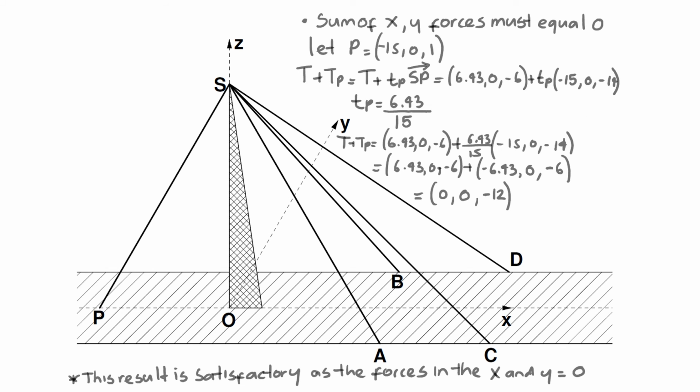To compensate this, a cable must be added to the other side. To do this, we pick a point that will leave the system in equilibrium. In this example, that is the point P. To check that this will be adequate to cancel out the force in the X direction, the tension T calculated earlier is added to the tension in the cable P, so T plus TP, or T plus the weight component in P projected onto vector SP. Once calculated through, the resultant force vector on point S is 0, 0, negative 12. This is an acceptable result as the forces in the X and Y directions are 0, so the tower will not tip over. Therefore, this shows that the point P, negative 15, 0, 1, is an adequate connecting point for the compensating cable.